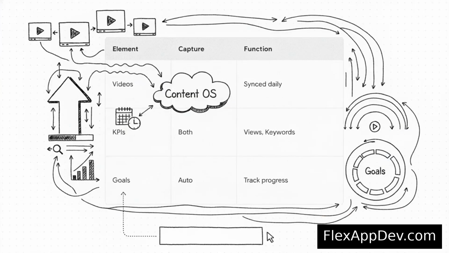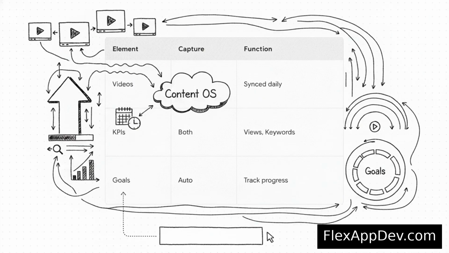The finished Content OS handles videos, syncing them automatically every single day. It manages KPIs by perfectly blending automatic data, like your view counts, with manually entered metrics. And it tackles those big overarching goals, automatically grouping videos together so you can easily track your macro progress. It's a seriously robust live data platform.